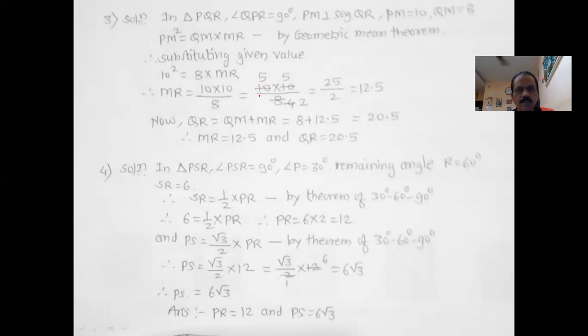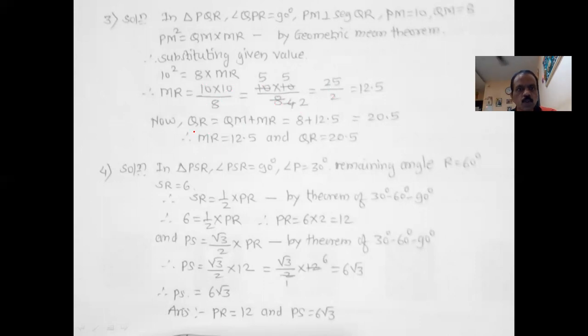Then we solve this, 10 times 10 upon 8. Two 4s are 8 and two 5s are 10. And then we also solve this, two 2s are 4, and two 5s are 10. Then we get 25 upon 2. Here your answer is 12.5.